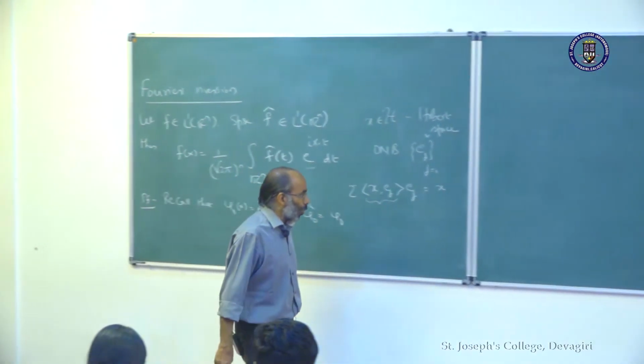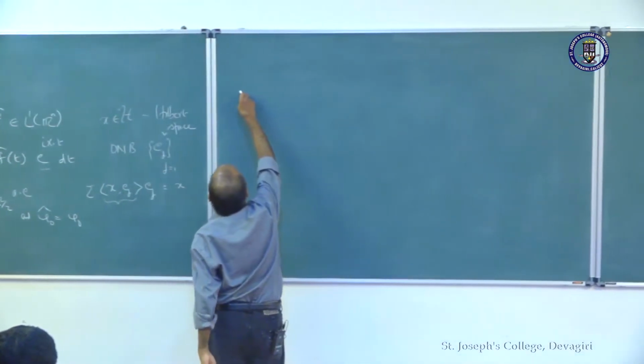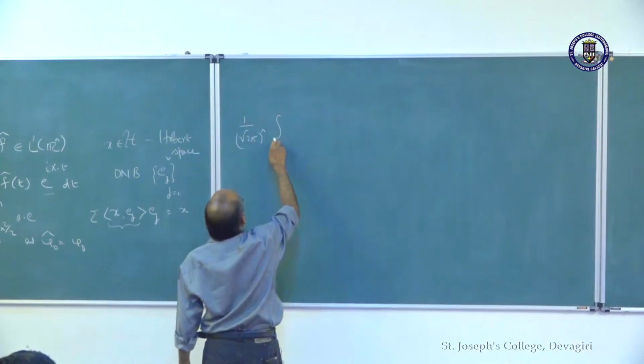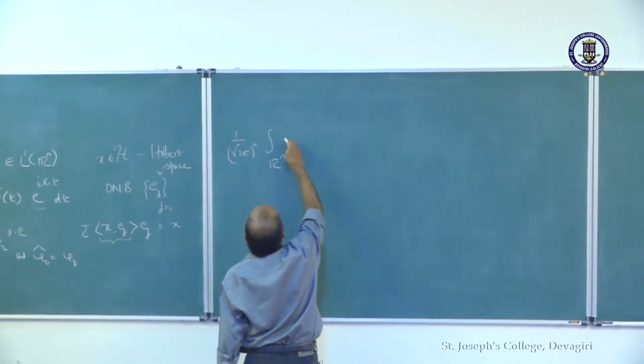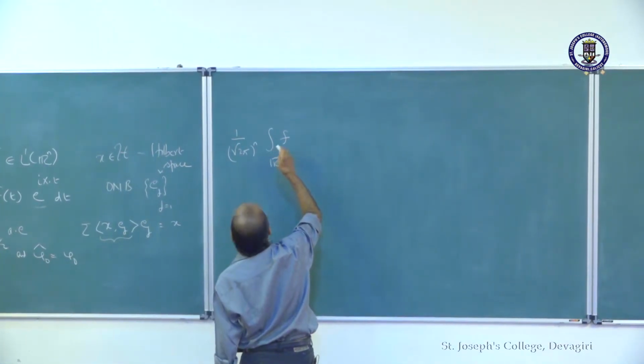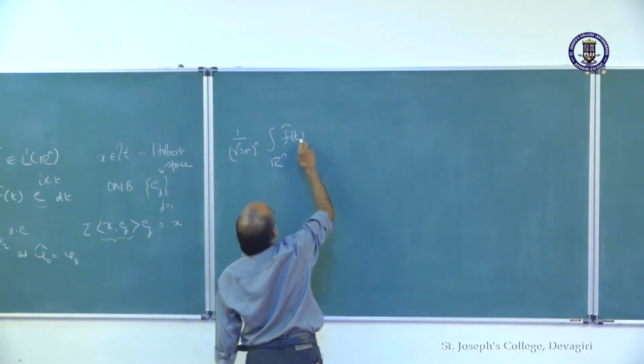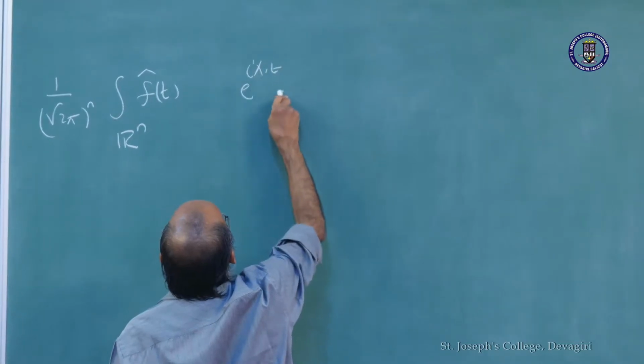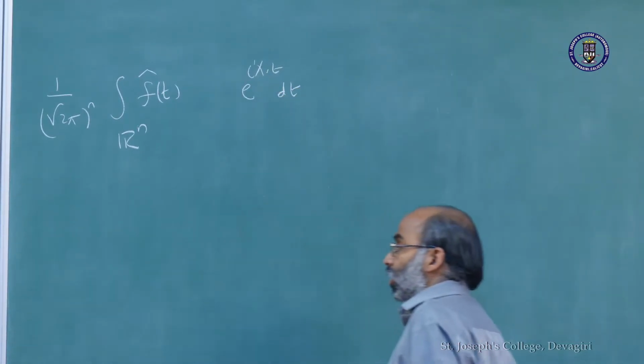So, let us start with one integral. Let us put 1 by root 2 pi to the n, integral over R^n of f hat of t. Okay, so let me write e to the i x dot t, dt here.